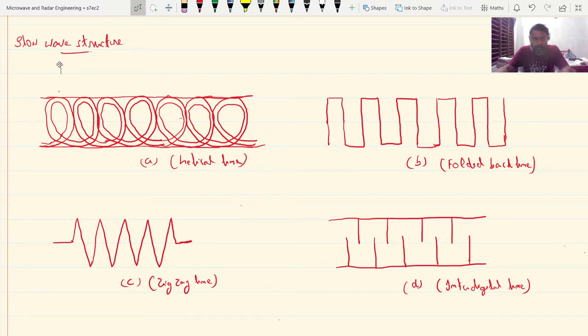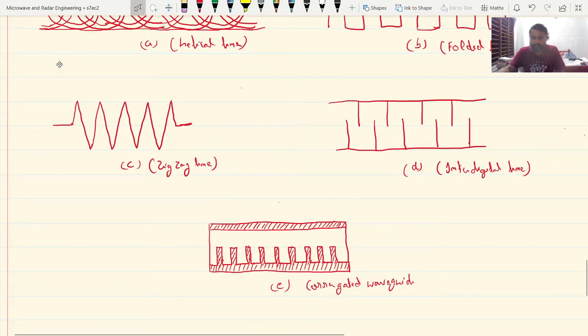Here I have shown certain types of Slowey structure that are normally utilized in the design of a traveling wave tube. Figure A is the helical line, which is the commonly utilized one. B is the folded back line Slowey structure. C is the zigzag line. D is the interdigital line, and one more is the corrugated waveguide.